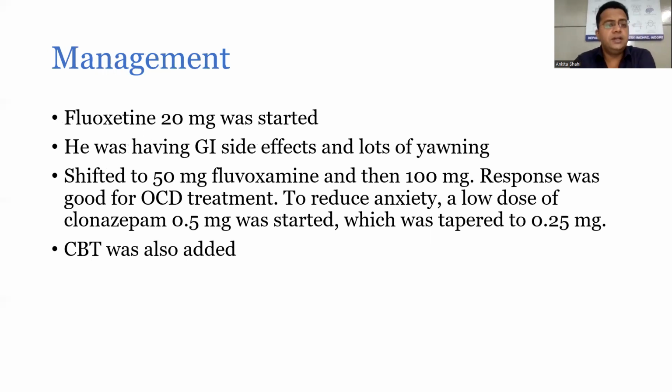In the treatment or management of this patient, he was started on fluoxetine 20 mg. He was having GI side effects and a lot of yawning. So he was shifted to fluvoxamine 50 mg and then to 100 mg. Response was good for OCD treatment. To reduce anxiety, a low dose of clonazepam 0.5 mg was started, which was tapered to 0.25 mg. And CBT was also given.